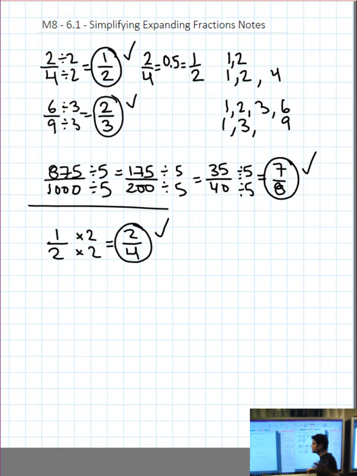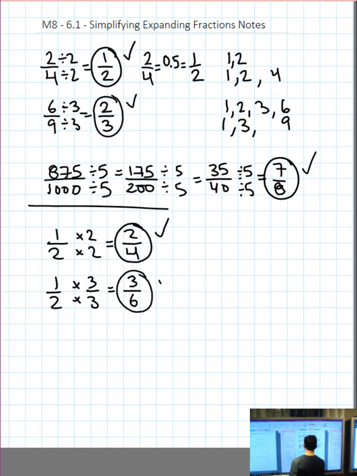Now, why would we want to do this? Well, we're going to learn when we add and subtract fractions in a couple of sections that we need to be able to do this. And I've included it in this section because it's the exact reverse process of simplification. So let's take the same fraction, 1 over 2, and let's times the top and bottom by 3. 1 times 3 is 3, and 2 times 3 is 6. And 1/2 is 0.5, and 3/6 is 0.5. They're all 0.5, so we know we did it correctly, so check mark.